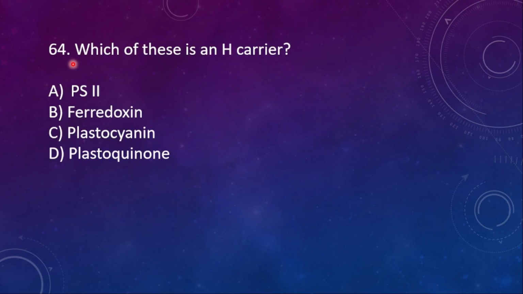64, which of these is a hydrogen carrier? A, PS2, B, pyridoxine, C, plastocyanin, D, plastoquinone. Here the right option is D, plastoquinone. Keep in mind, always the primary acceptor of the electron from the PS2 is plastoquinone, that is PQ.